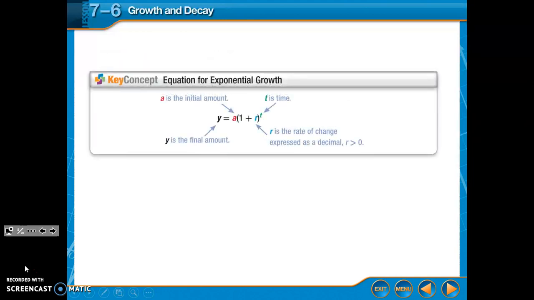So, first thing we want to look at is an equation for exponential growth. Our equation is y equals a times 1 plus r to the power of t, where a is the initial amount. So whatever we're talking about growing, it's the amount you start with. T is the amount of time, and r is the rate of change expressed as a decimal. So if something increases by 50%, 50% as a decimal is 0.5, so we would use 0.5 as r. And then y is the amount that we end up with after this rate is applied over a certain amount of time.